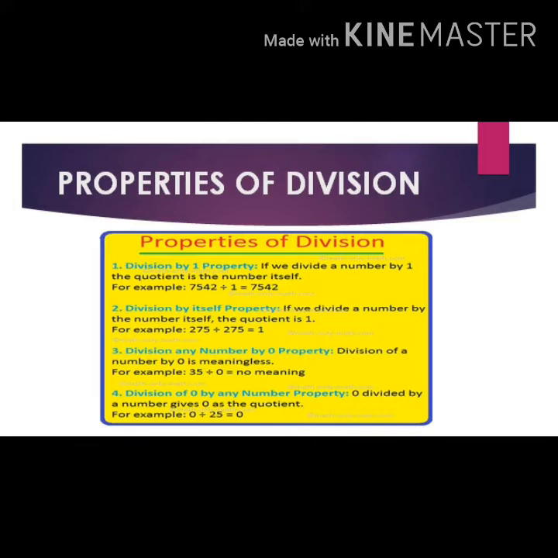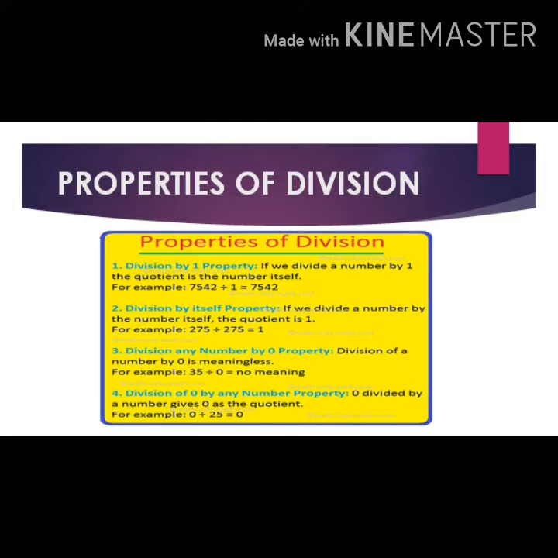Property 1. When a number is divided by 1, the quotient is the number itself. Here, I have divided 7542 by 1 and got the quotient, the number itself, that is 7542.